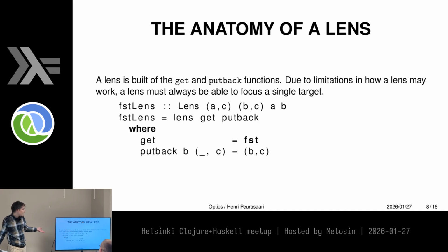For an example, if we have a tuple, we can make a lens for the first value of the tuple, so that the getter is simply taking the first value, and the putback is ignoring the value in the source and putting in the new value that we as a programmer desire to put in there. Very simple. Always focuses on one thing. Cannot fail. That's not allowed.